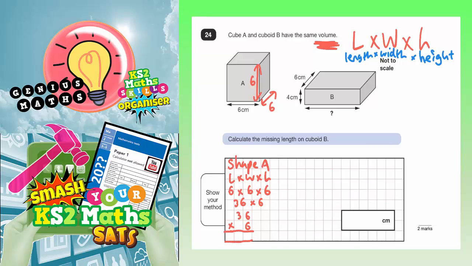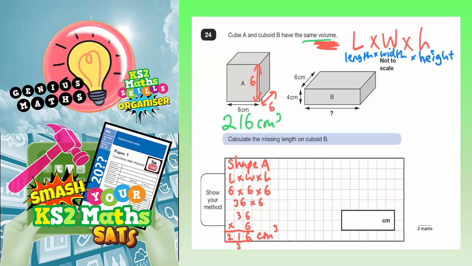6 6s are 36, put the 6 in, carry the 3. 6 3s are 18, plus the 3 is 21. So that would be 216 centimetres cubed. Don't forget, when we're dealing with volume, it's centimetres cubed. It's not centimetres squared, because that is area, because that's a two-dimensional shape. Three-dimensional shapes have a volume, and the units are in centimetres cubed. So, shape A has a volume of 216 centimetres cubed.